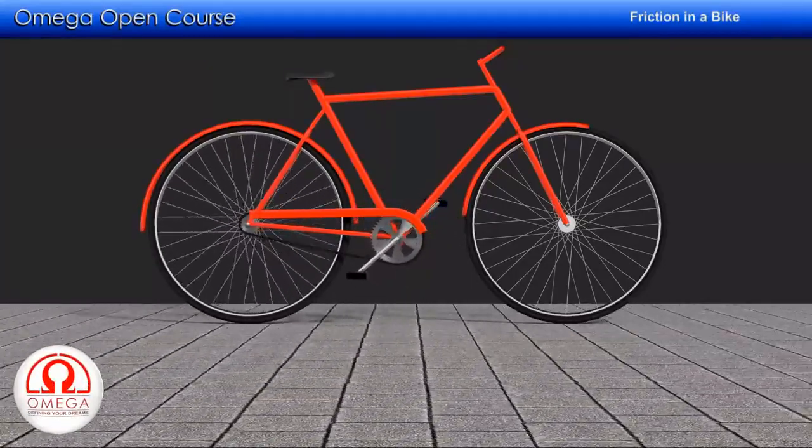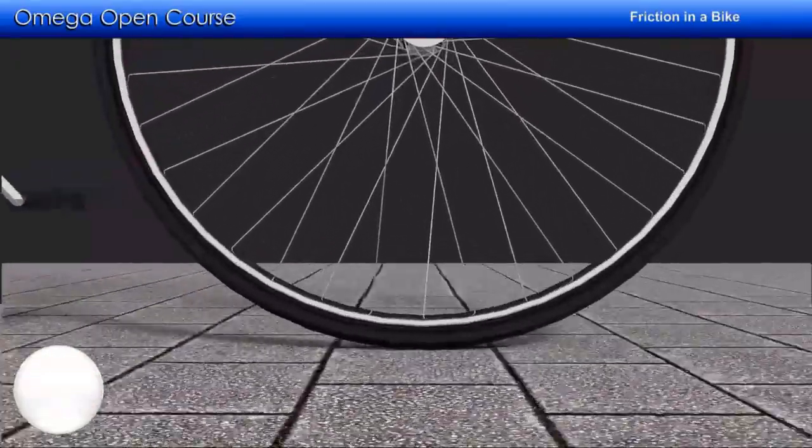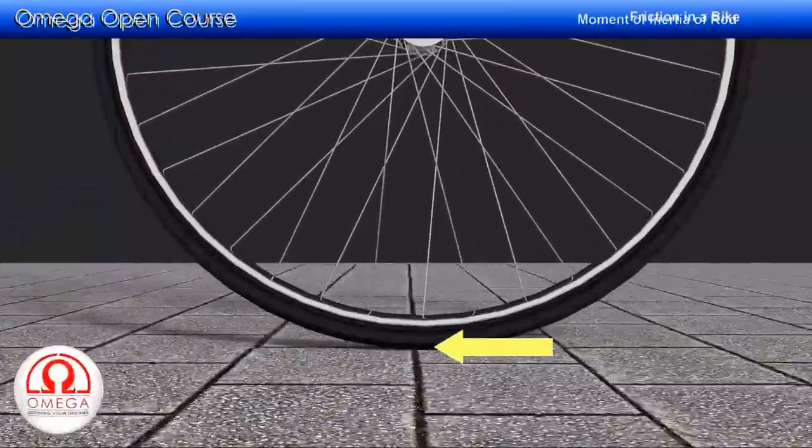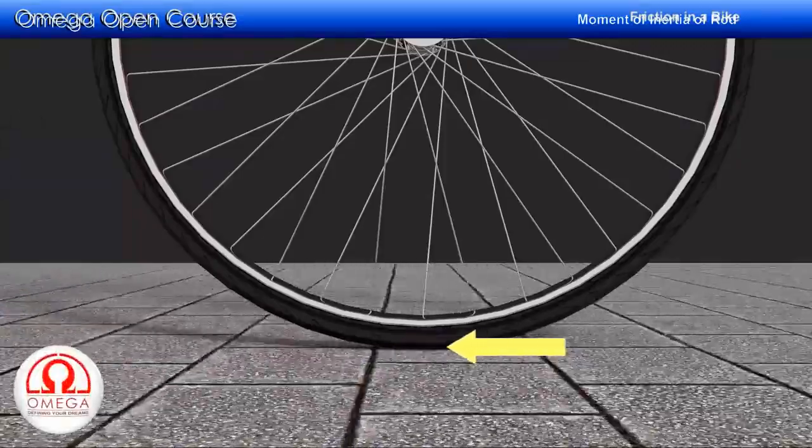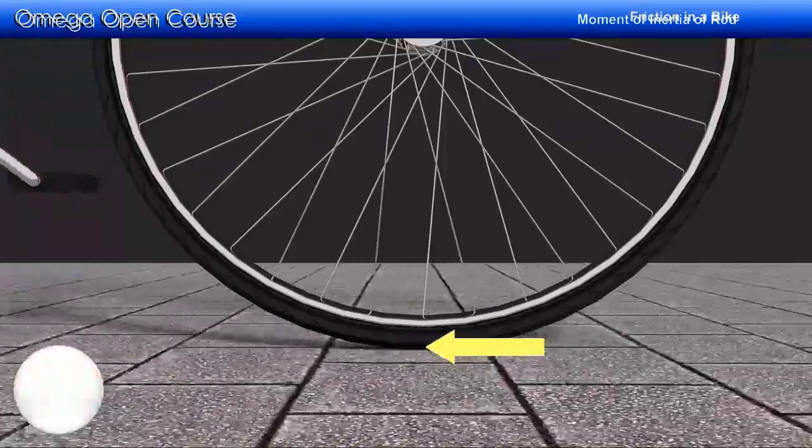If you look at the point of contact, the wheel is moving in forward direction with respect to the road. Therefore, the direction of friction on the front wheel must be in backward direction. It is this friction which causes the wheel to rotate.